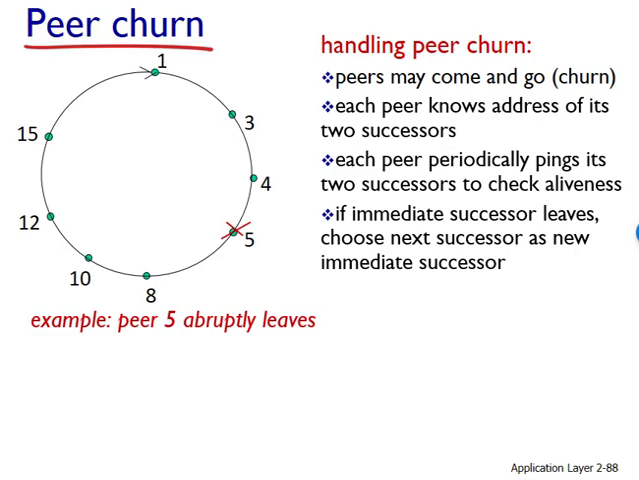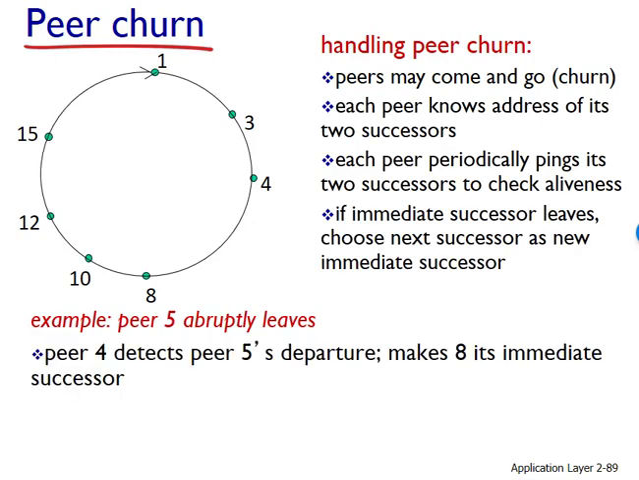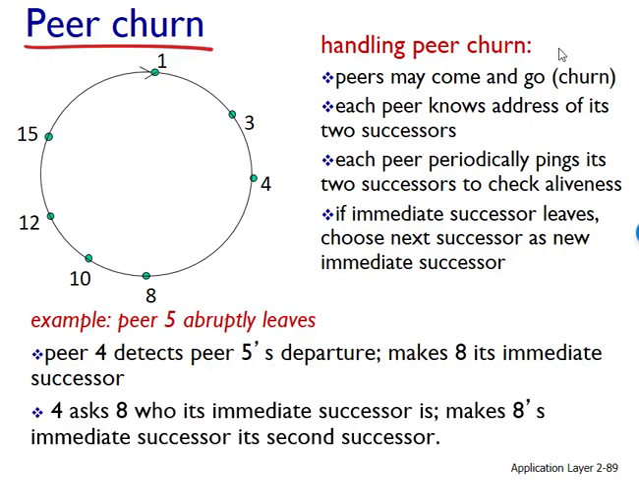Let's consider how peer 4 updates its state. Peer 4 replaces its first successor, which was peer 5, with its second successor, currently peer 8. Peer 4 then asks its new first successor, peer 8, for the identifier and IP address of its immediate successor, peer 10. Peer 4 then makes peer 10 its second successor.